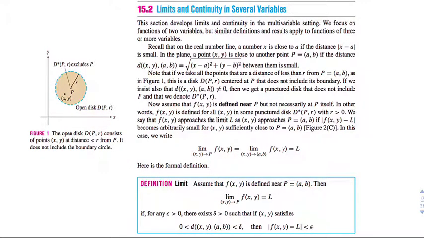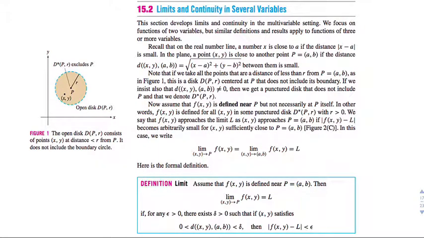Note that if we take all the points that are a distance of less than r from P, as in figure 1, this is a disk centered at P of radius r, which does not include its boundary. If we insist also that the distance between (x, y) and (a, b) is not 0, so they're not the same point, then we get a punctured disk that does not include P, and we denote that as D star of P and r.